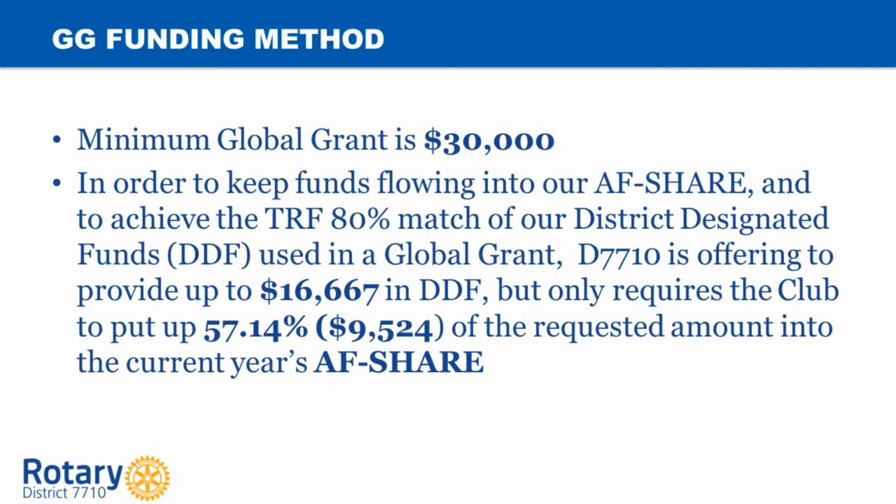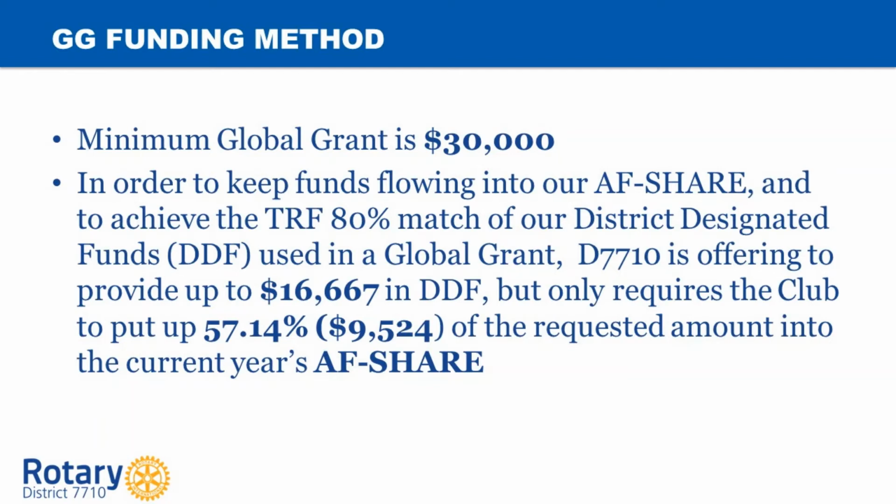Let's take a closer look at how funding works for a global grant. Recall that the minimum total budget for a global grant is $30,000. In order to maximize the match from the World Fund and keep funds flowing into our annual fund, our district offers up to $16,667 in DDF to fund a global grant. When a global grant is funded with $16,667 of DDF, the World Fund will match it with 80%, and the grant will reach the $30,000 minimum threshold required for a global grant.